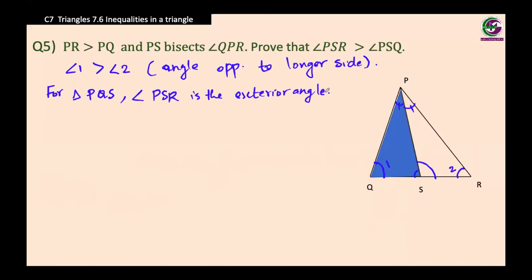And you know the exterior angle is equal to the sum of the interior opposite angles, and these two are equal. So it is equal to angle 1 plus angle A. To be specific, we can write angle Q plus angle QPS is equal to angle PSR.